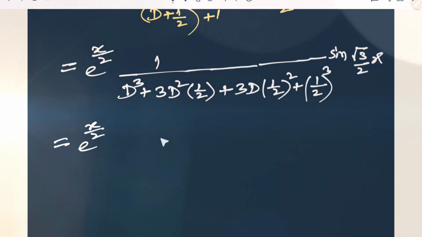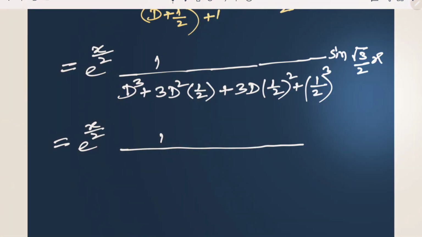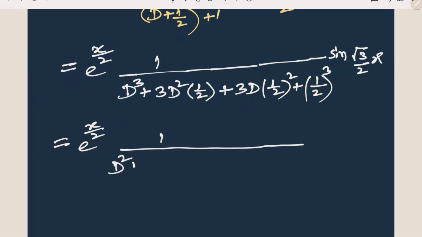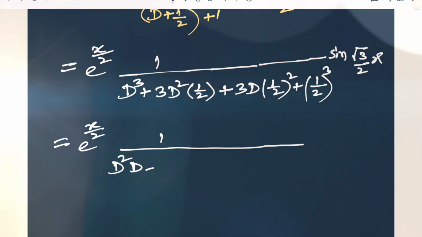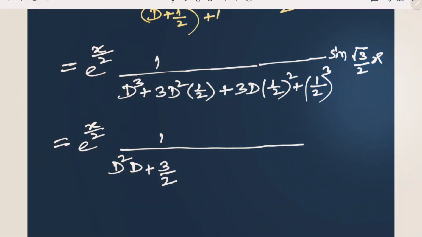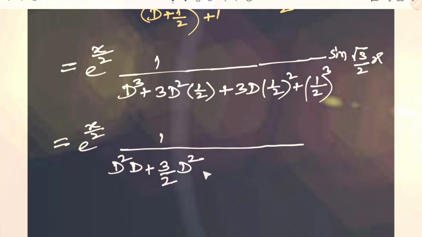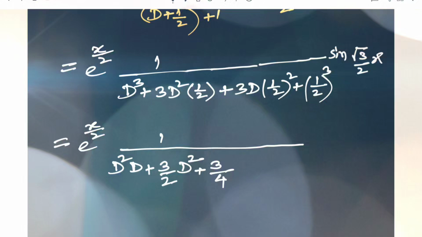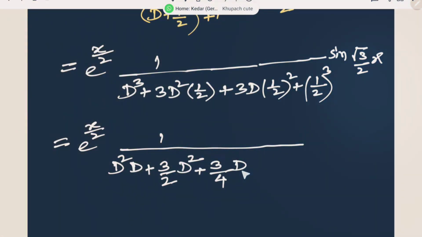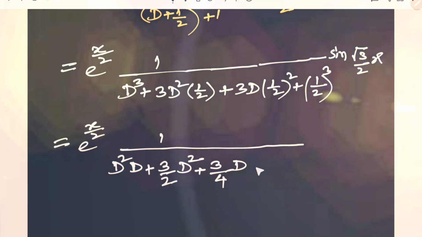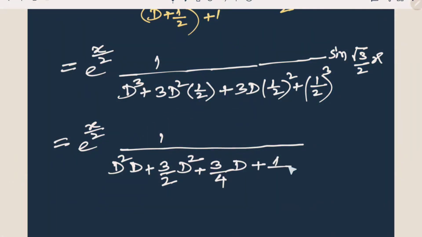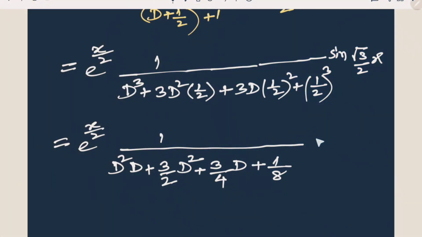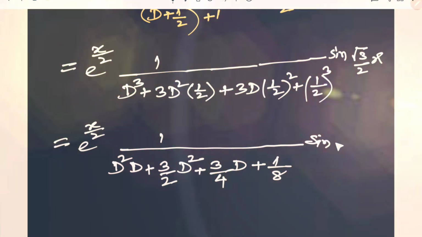Simplifying it, e raised to x by 2 as it is, no change, 1 upon D cube we can write as D square into D, splitting that as D square into D, plus 1 by 2 into 3 means 3 by 2 times D square, plus 3 by 4 times D, and 1 by 2 cube means it is 1 by 8. And then operate it on sine of square root of 3 divided by 2 times x.